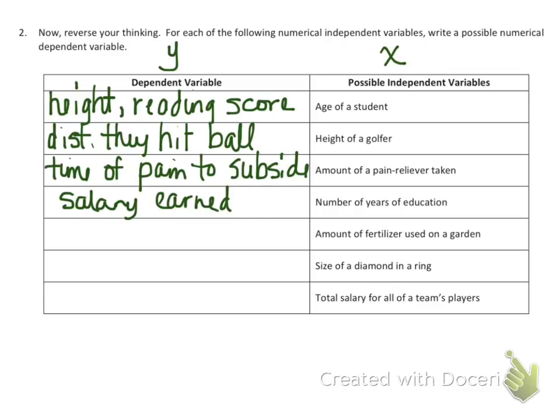Amount of fertilizer used on a garden. How about plant height, right? We talked about that would be one thing, plant height, or the number of fruit harvested or something like that. Fruit harvest. We could maybe measure the weight of the harvest or something like that. Size of a diamond ring. If I know the size of a diamond ring, I can probably predict its price.